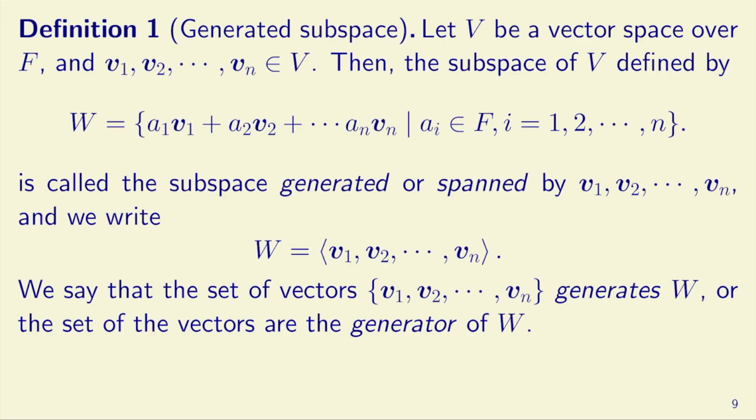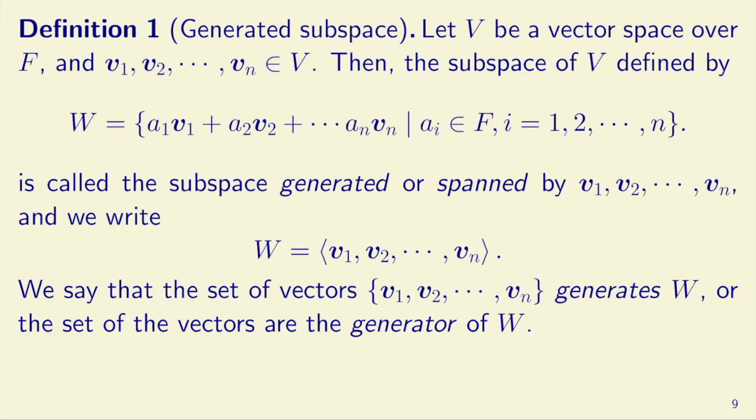Hassan, what is a generated subspace? According to definition 1, it's the set of all possible linear combinations of a given set of vectors. So if we have vectors v1, v2 and so on up to vn, the subspace they generate, written as v1, v2 and so on vn, enclosed by angular brackets, includes every vector you can create by mixing those original vectors with different scalar amounts. That's right.